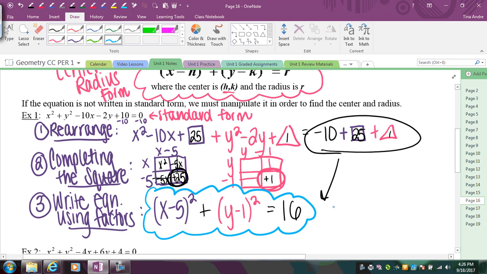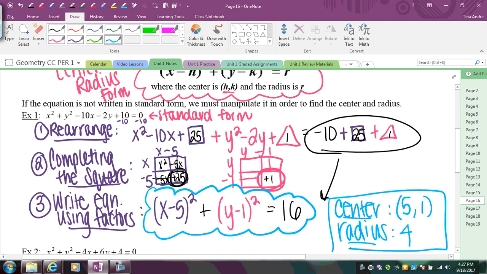So now that I have my equation, I can finish this problem up by stating what the center and the radius are. So the center is going to be, remember you switch the signs, so 5 comma 1. And then the radius, you're going to square root the 16 and you get 4. So that's the last part.